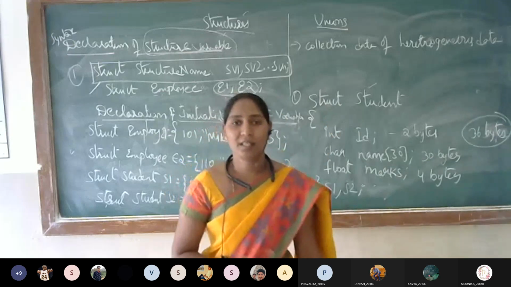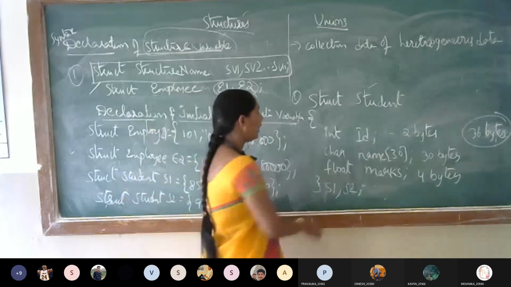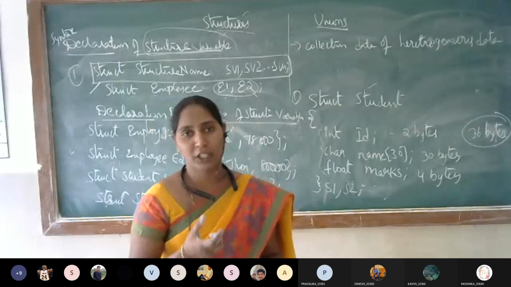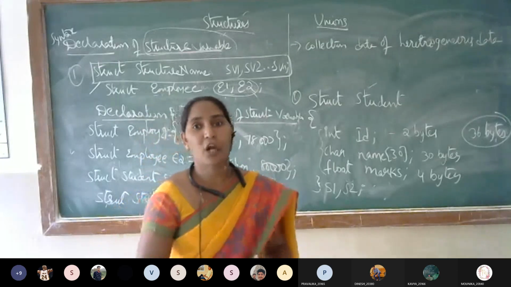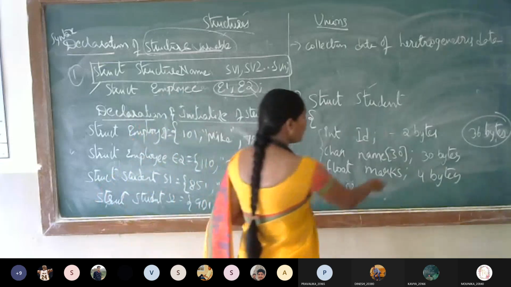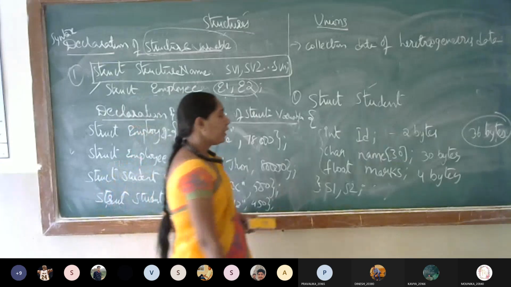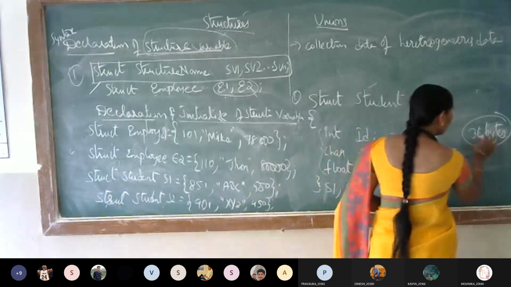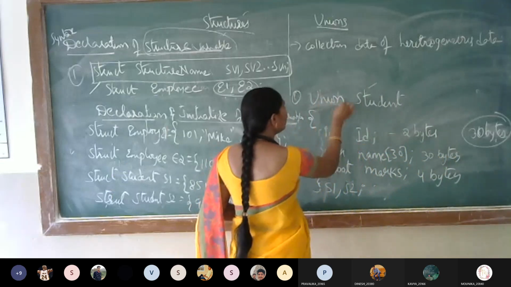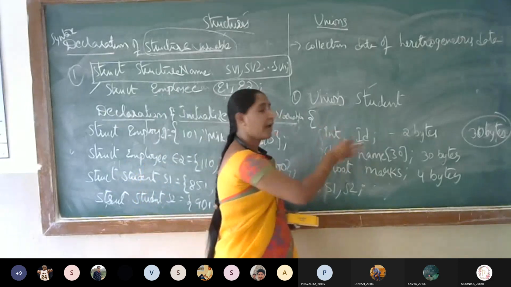But coming to the union, it won't allocate that much memory. Here it will search for the highest data type, the highest memory allocation. Which one did it find to be the highest memory allocation? The highest memory allocation, where? 30 bytes. The char array is holding 30 bytes of memory, so it will allocate only 30 bytes. Okay. So here, instead of struct, you will just specify union. The same programs you can write for structure as well as union.